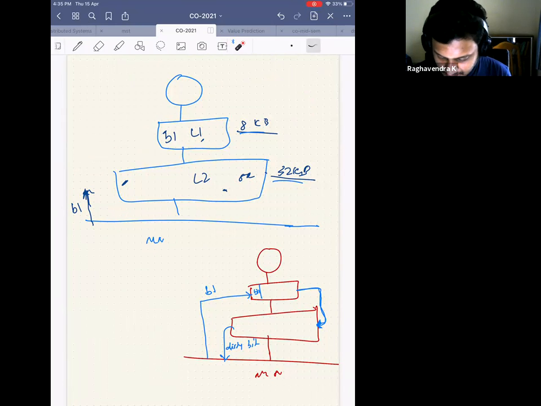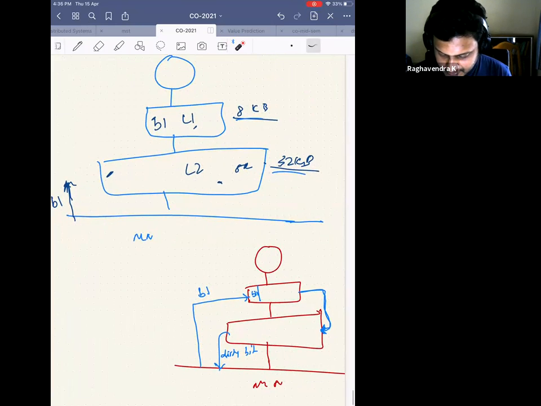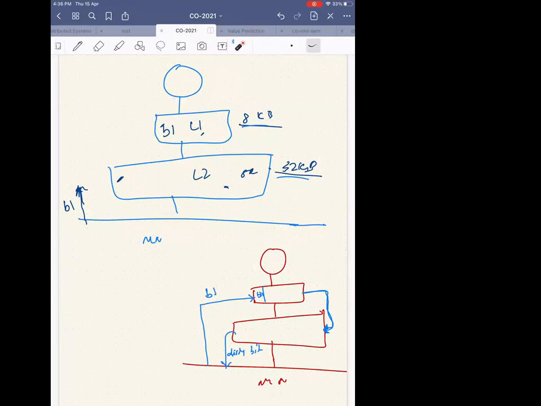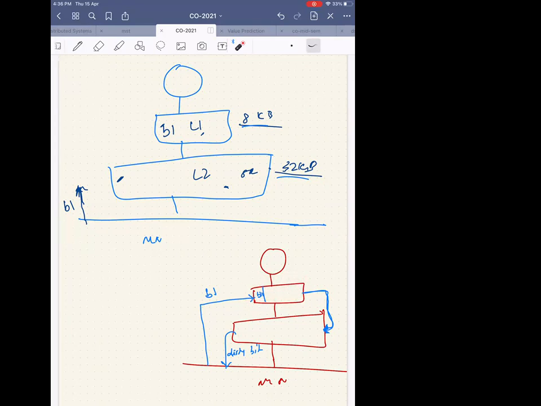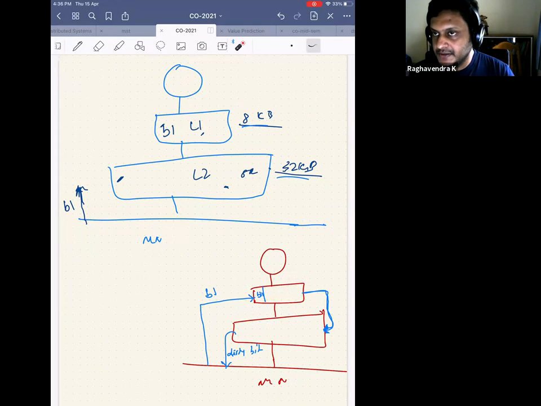Sharma ji, what's your answer? Sir, I'm not getting a clear idea. But according to your design, we could just merge the two caches. No, because my hit time is reduced here. Yes, sir. That's why I have multi-level caches, and miss penalty is also reduced.